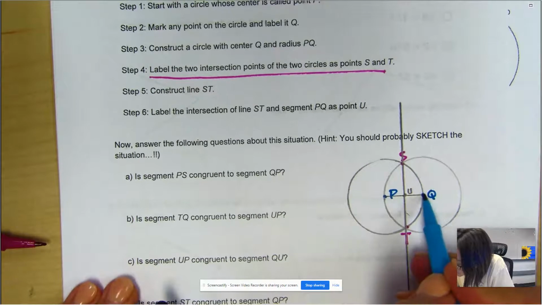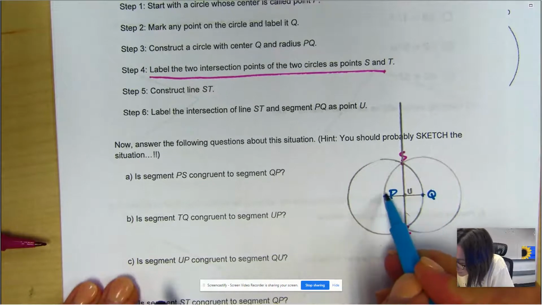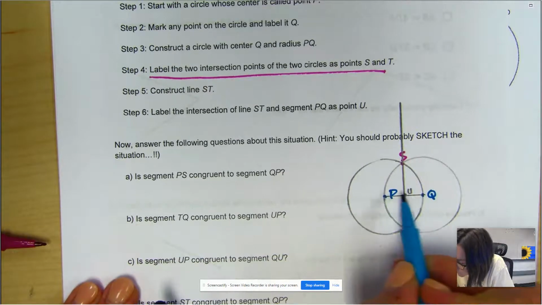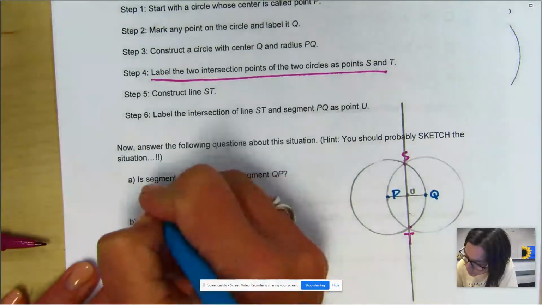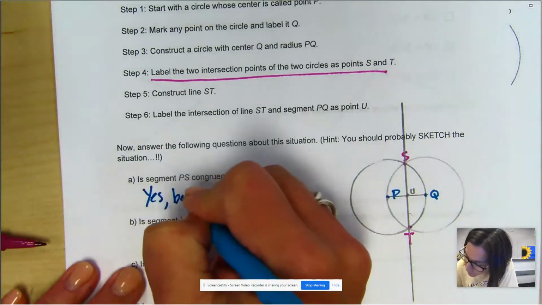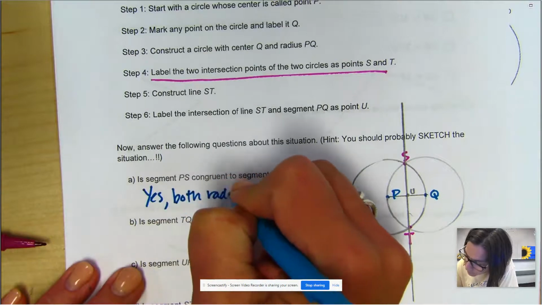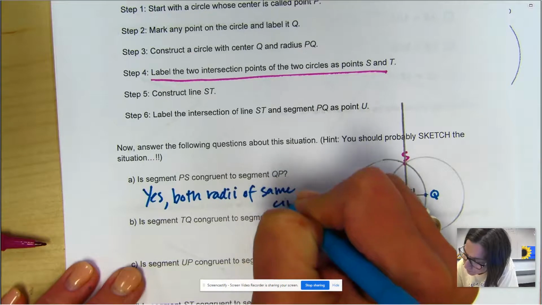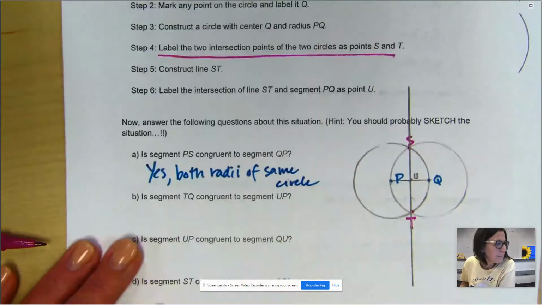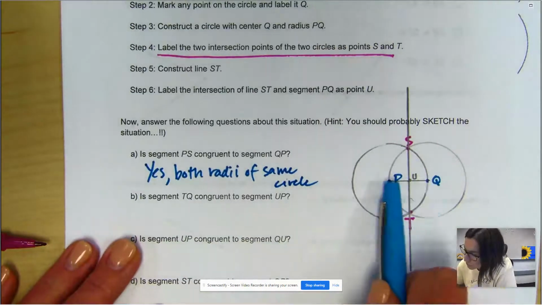So PQ is a radius of the circle on the left, and so is QP and PS. Both radii of the same circle, yes. Voila.